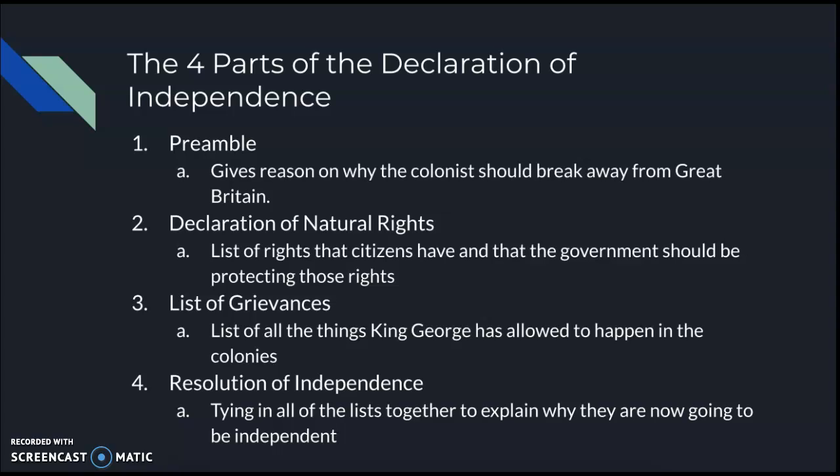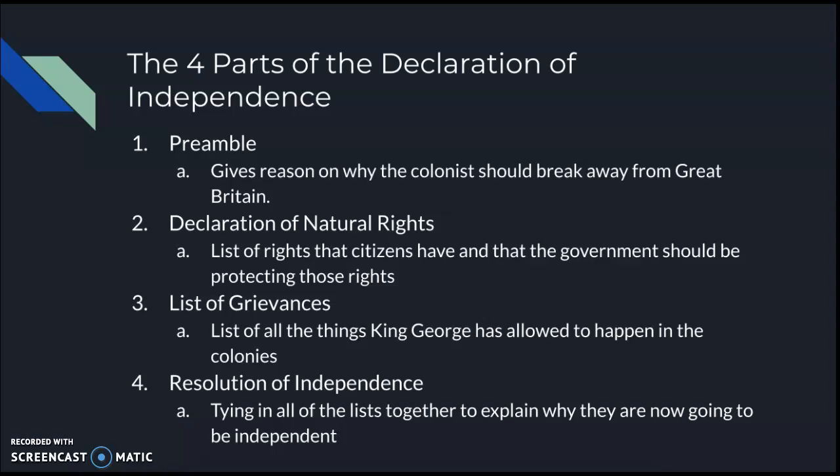The second part, the Declaration of Natural Rights. It is basically a list of rights that the citizens have, and that the government should be protecting those rights. So when we look at the Declaration of Independence next in our assignment, you will see that there is a list of every single thing that the king has taken away from these colonists. A list of grievances is basically everything that's happened to the colonies, from the taxation to the housing of troops in their houses, and so on and so forth.